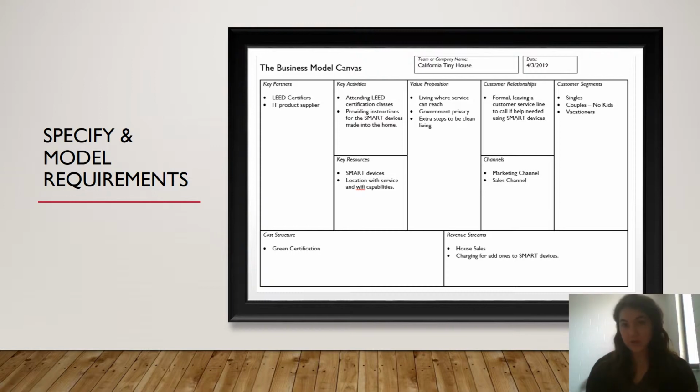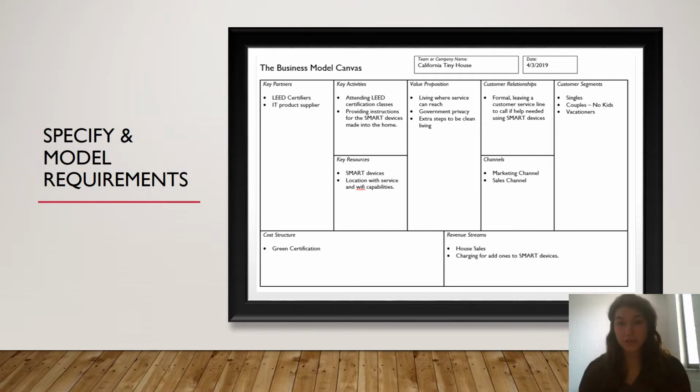Key resources: smart devices, locations with service, and Wi-Fi capabilities, because we can't have smart devices without Wi-Fi capability or service. Cost structure would be the green certifications, because it costs money for us to be certified and stay certified. Value proposition: living where services can be reached. Again, going back to the Wi-Fi thing, government privacy, because with smart devices there is a lot of data collection, and extra steps to be clean living. So taking that extra step to be clean and leave less of a footprint.